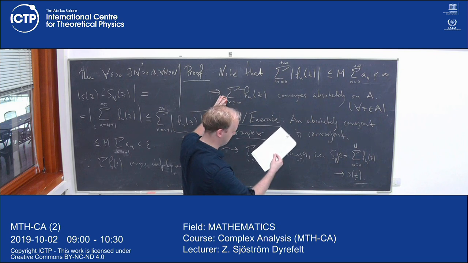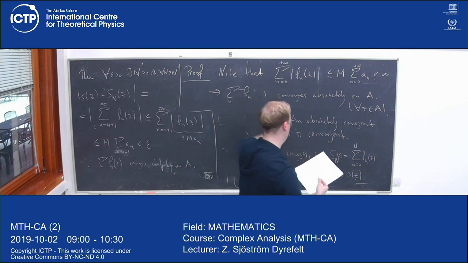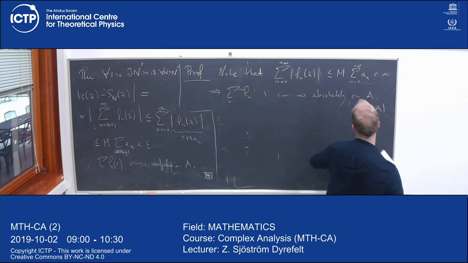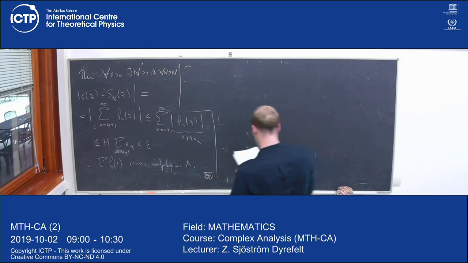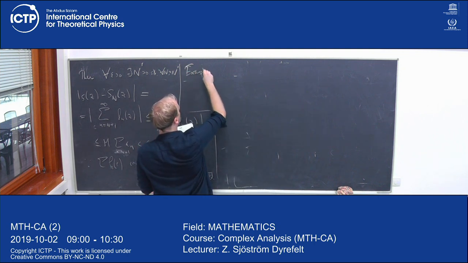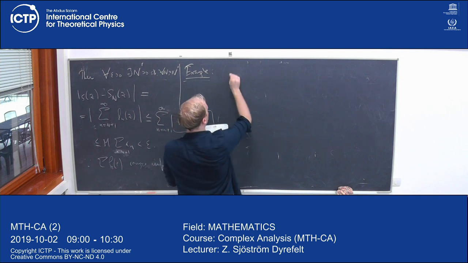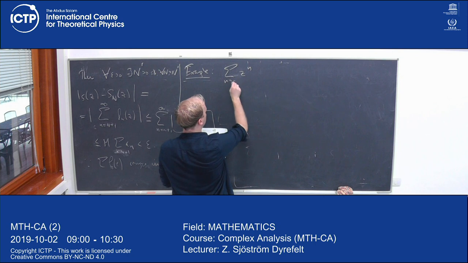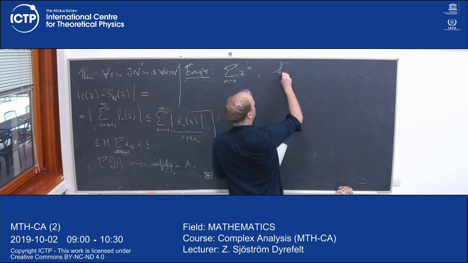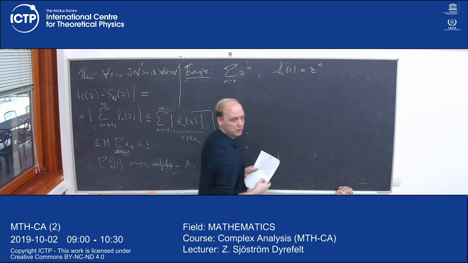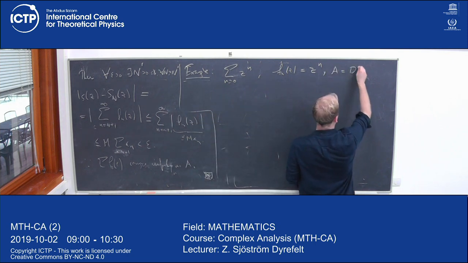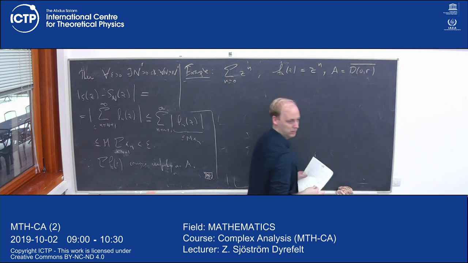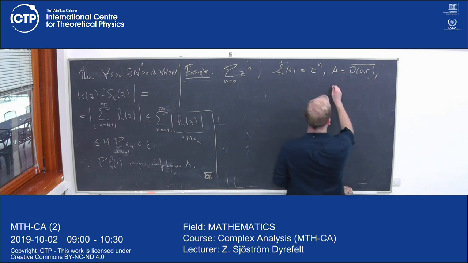Let me just give one very quick example of how you use this. This is one line. Then I will give you your homework exercises, and then we stop. So we can go back to the same example as earlier. We looked at the sum of z to the n. So this means that fn of z is equal to z to the n. And then we look at A to be this disk, let's even take it to be the closed disk, for some r less than 1.